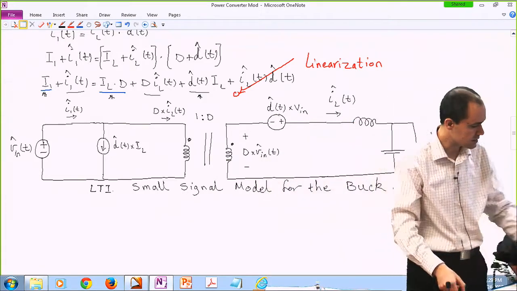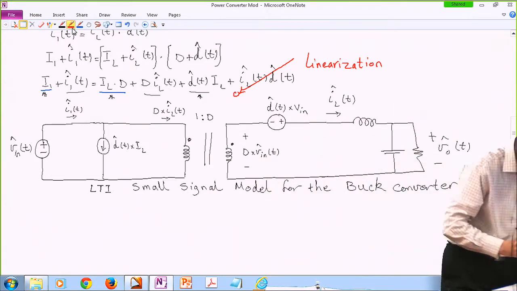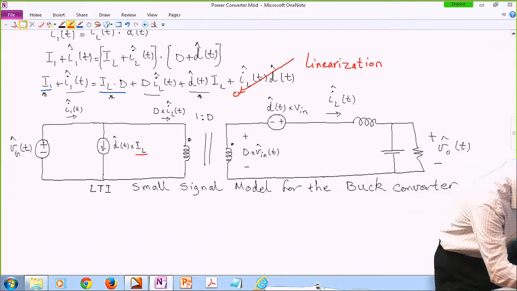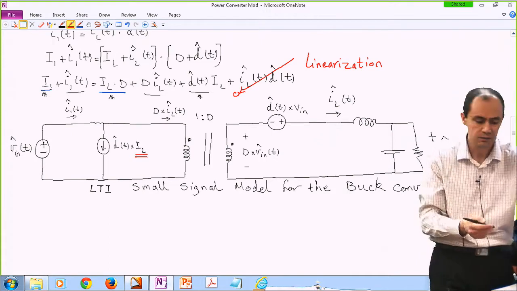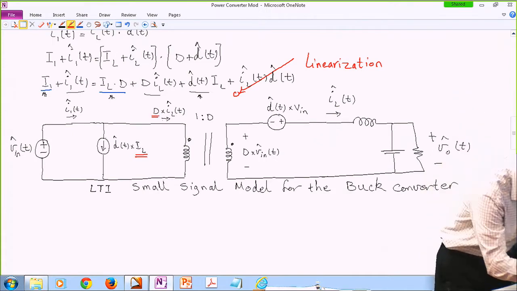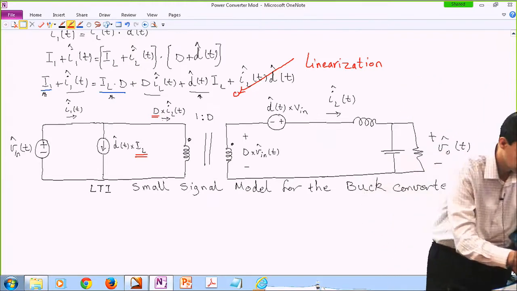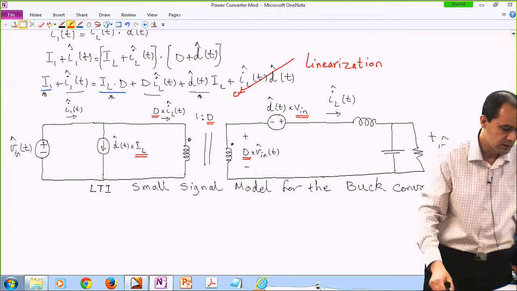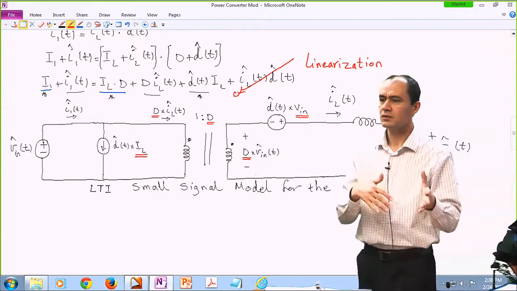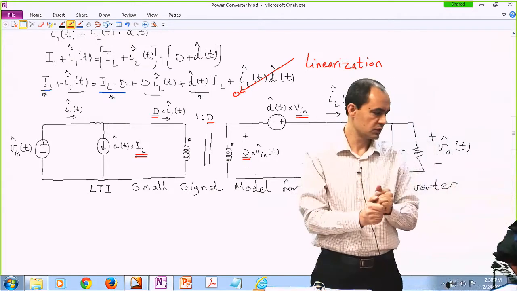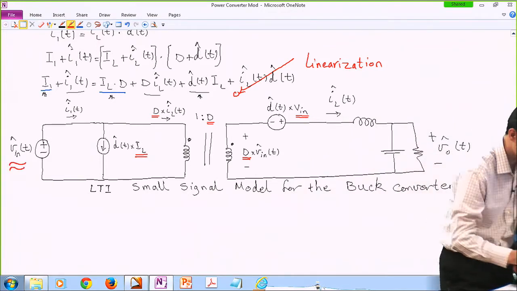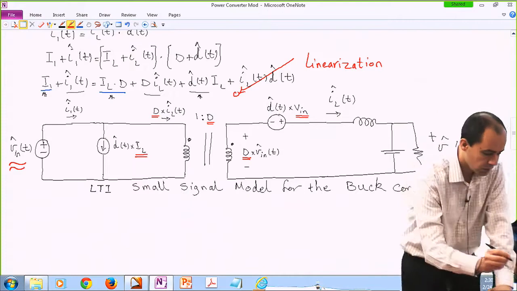Please remember that in this small signal model, we are relying on the DC operating point of the converter. This is a DC value. It's a number, for instance, 5 amperes. This is the duty cycle, for instance, I don't know, 40%. These are all constants. This is the DC value of the input voltage. And this model doesn't give you the DC value of the input voltage or the DC value of the output voltage.